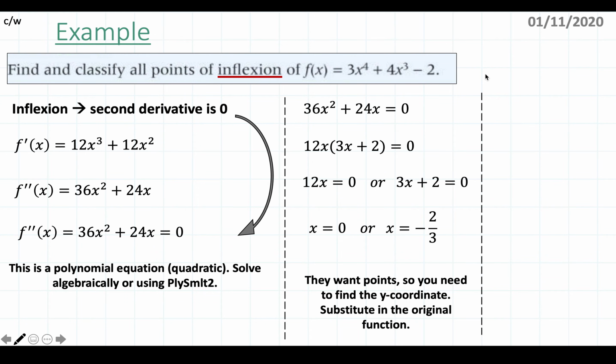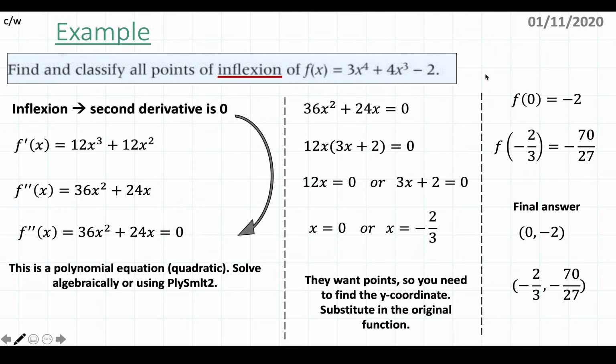Now, they want points, so you need to find the y-coordinates, and substitute, which means you substitute in the original function. So f of 0 is equal to negative 2, and f of negative 2 over 3 equals to negative 70 over 27, which means this is your final answer. These two are inflection points. However, you need to classify the inflection points.